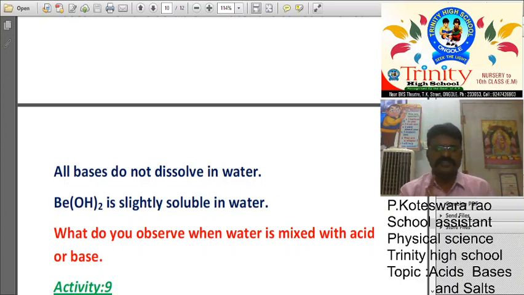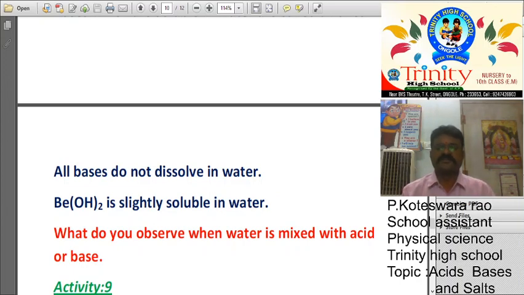H3O+. What is H3O+? Hydronium ion. What about alkalis? The base or bases which are soluble in water are called alkalis. Which base is slightly dissolved in water? Be(OH)2. Next, one H+ ion combined with how many water molecules? 4 to 6 water molecules.